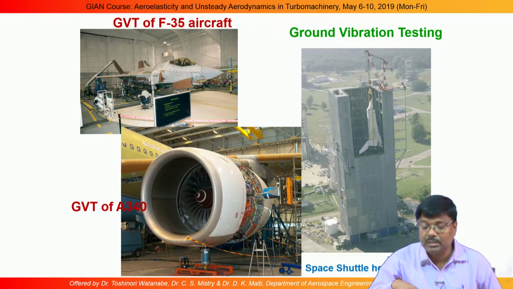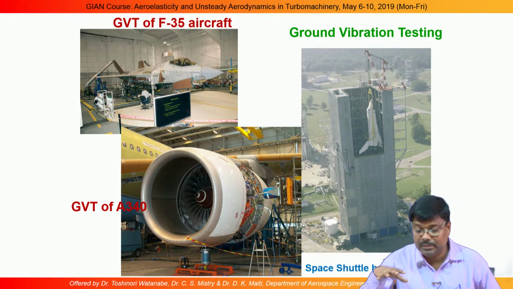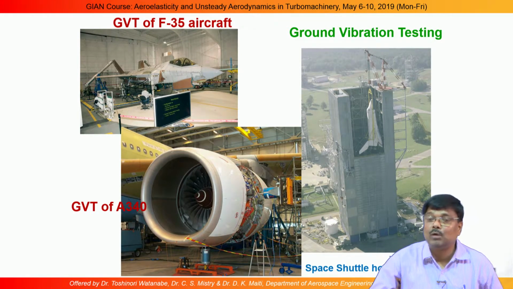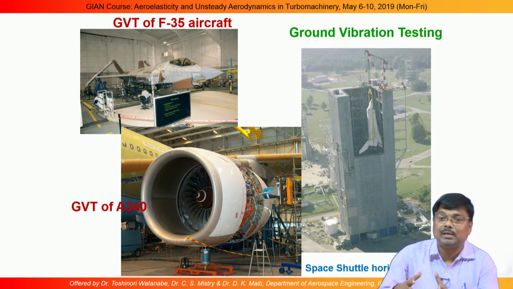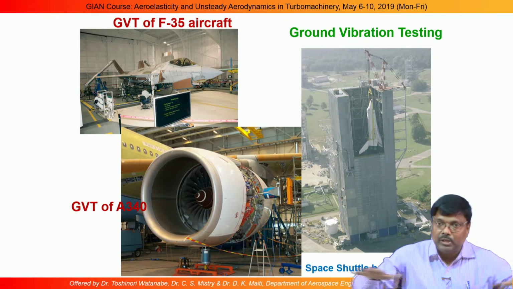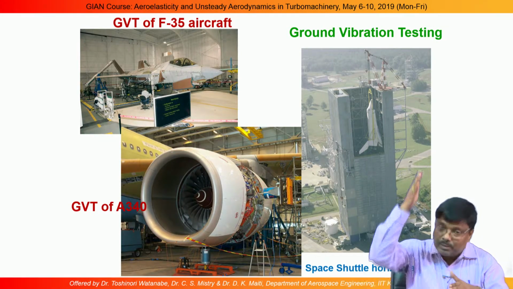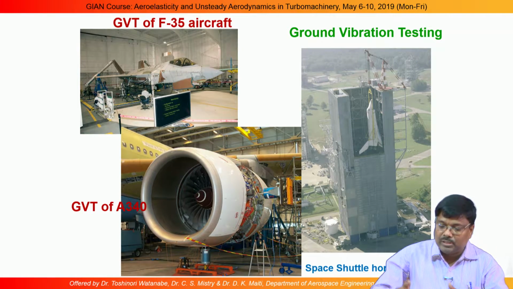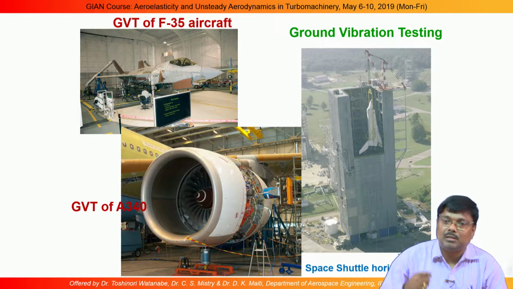What do we call this? Horizontal ground vibration testing. This is the space shuttle, which is usually in the vertical position, but here it is mounted horizontally. Though it is called horizontal GVT, the excitation is given in the horizontal direction to find out the response of the system.